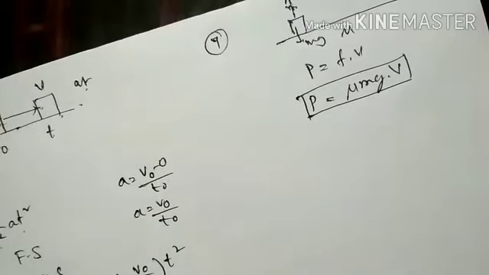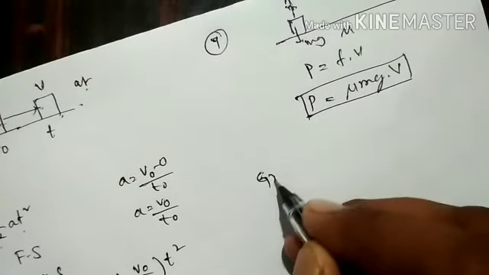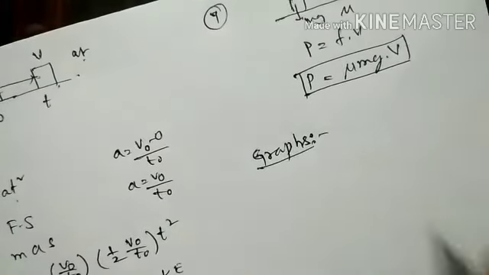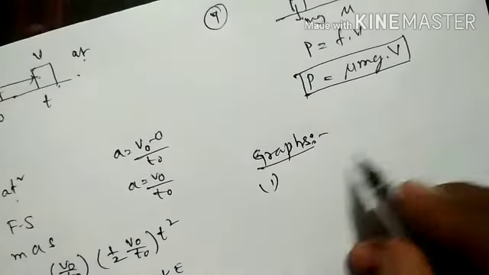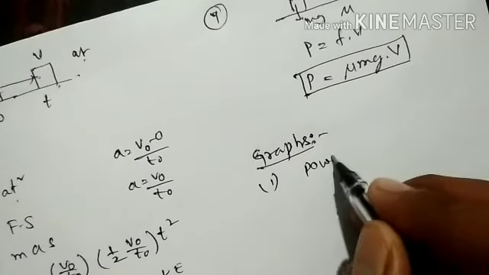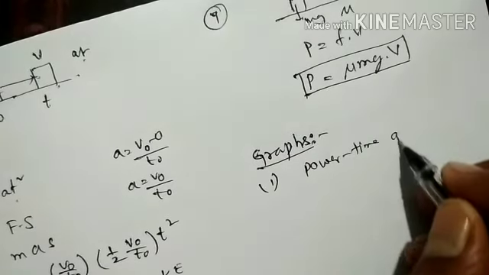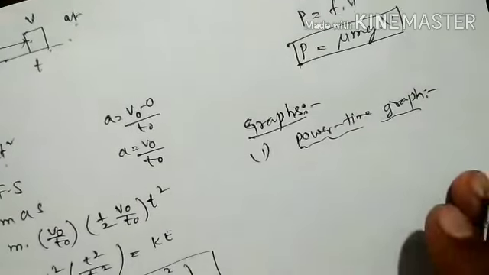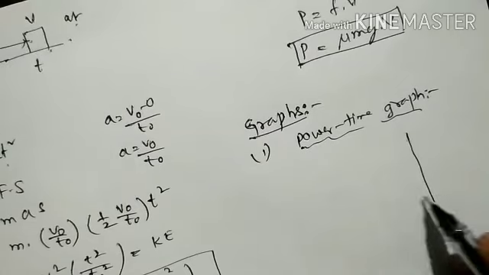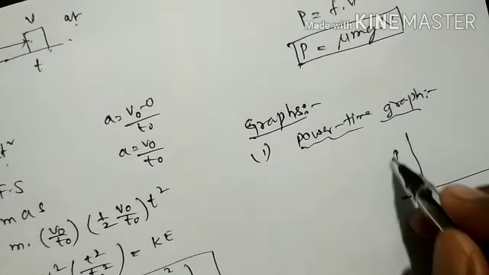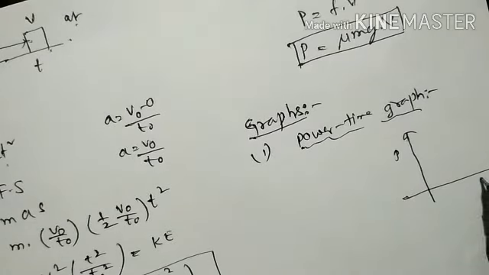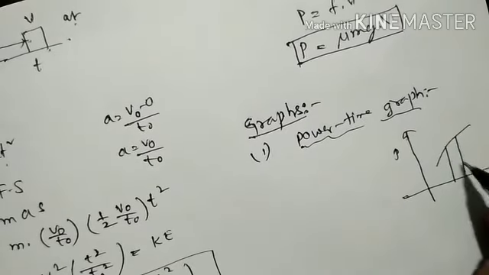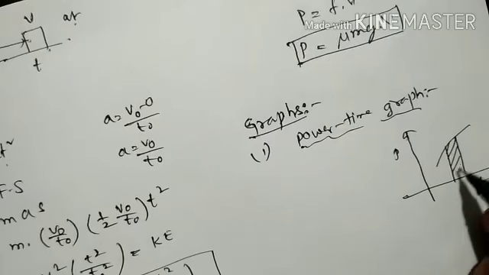And next, one more application: graphs. There are some graphs used in solving problems. The first graph is the power time graph. What is this power time graph? It is a graph plotted between power and time, with power on the y-axis and time on the x-axis. So this graph will be like this, and this is the power time graph.